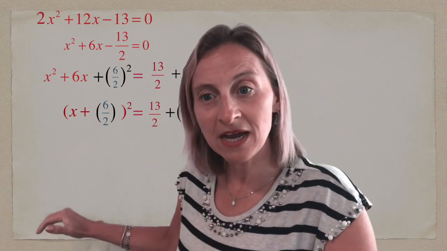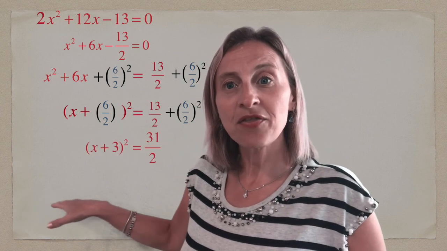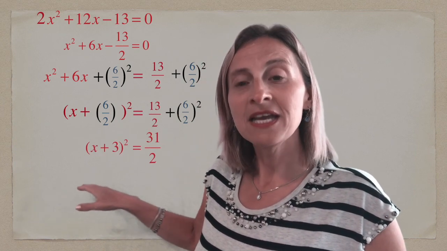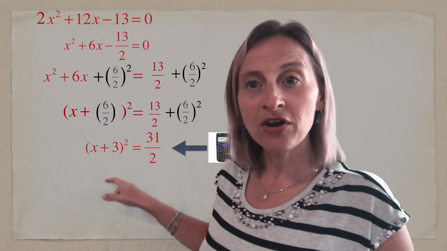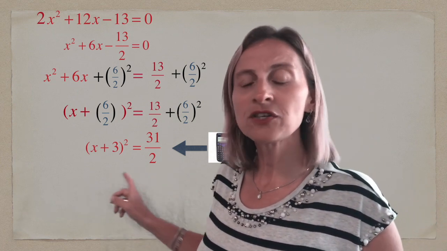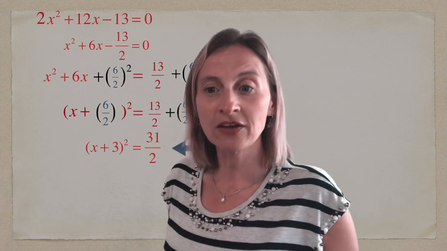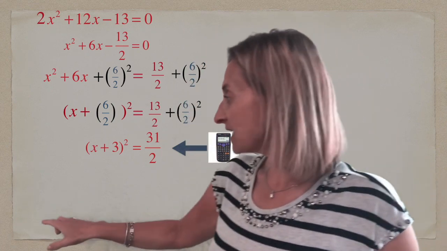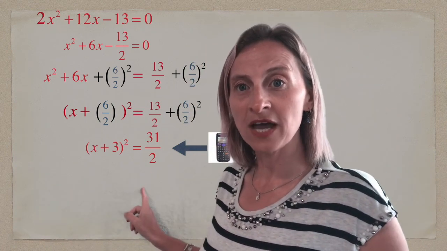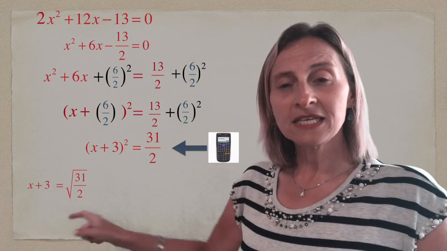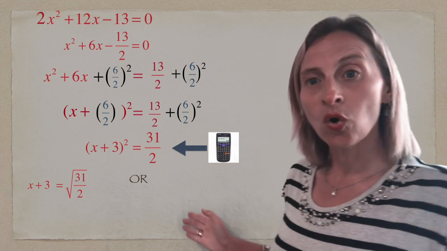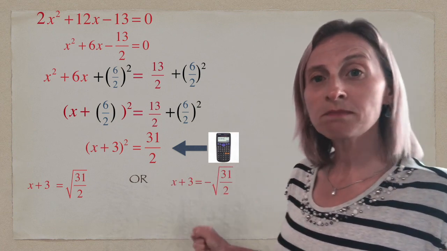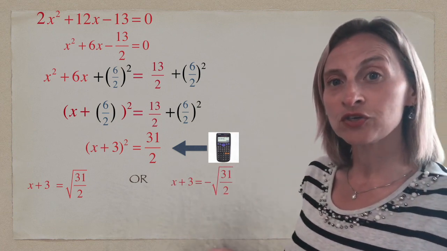And now we write down what's left. x plus 3 all squared equals, and we do this bit on the calculator, 31 on 2. You don't have to do it in your head, just use your calculator. And then we write down the square root of both sides, which is x plus 3 equals the square root of 31 over 2, or x plus 3 equals minus the square root of 31 on 2.